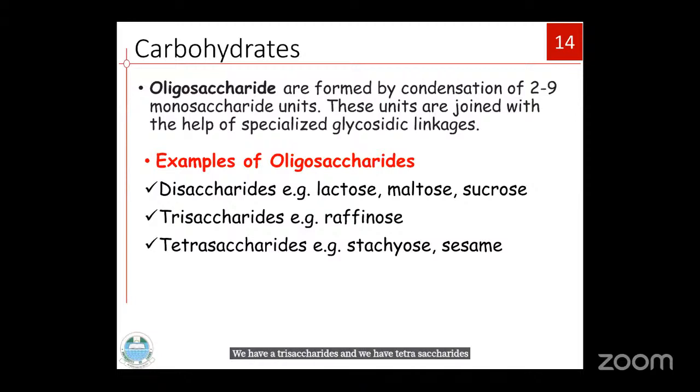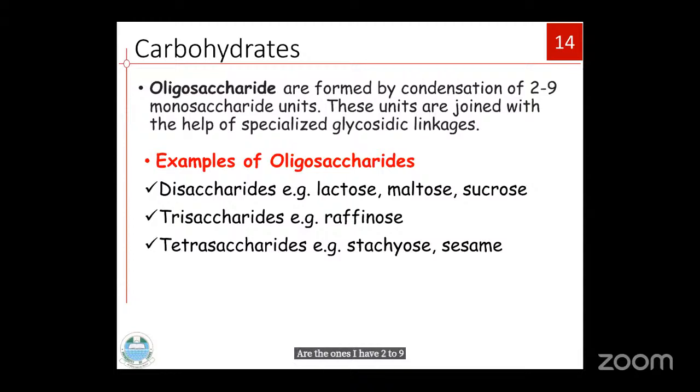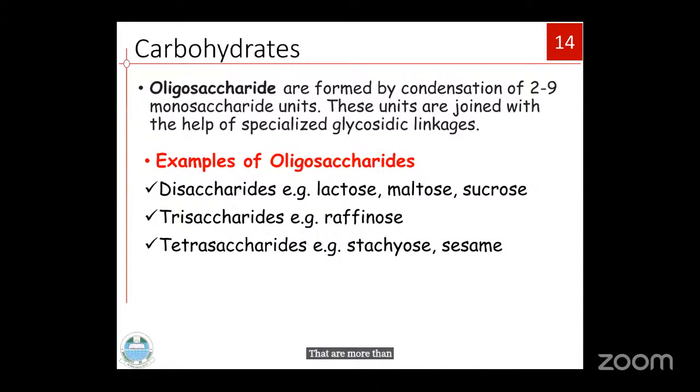So we said carbohydrates are either monosaccharides or oligosaccharides, because oligosaccharides are the ones that have 2 to 9 monomers. If you say disaccharides, trisaccharides, tetrasaccharides, you are correct as well, but oligosaccharide is the general name. Monosaccharide is 1, oligosaccharides are about 2 to 9. Then you can have polysaccharides that have more than 9 monomers. Examples of saccharides are lactose, maltose, and sucrose.